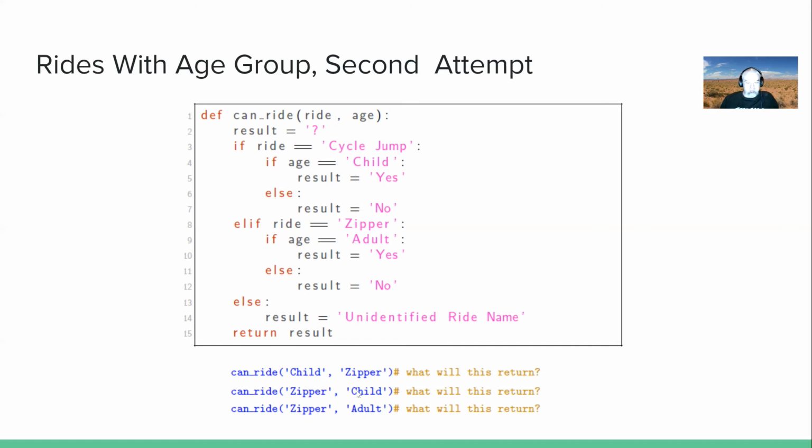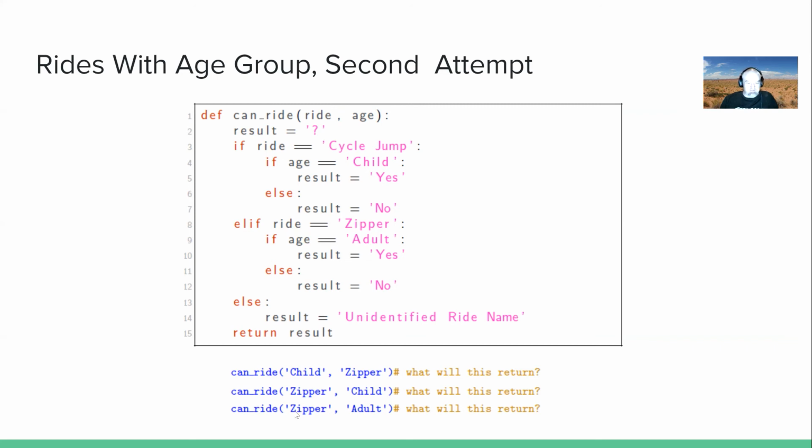If we're doing can ride, zipper, and child, is ride equal to cycle jump? No, ride is equal to zipper. Is ride equal to zipper? Yes, so true. And then within that else if, it'll ask if age is equal to adult. So in this case, age is equal to child, so that'll be no, and so it'll skip this, fall into the else, and then the result will be assigned the value no, and then it'll skip this else and go into return result, which result now will refer to no.